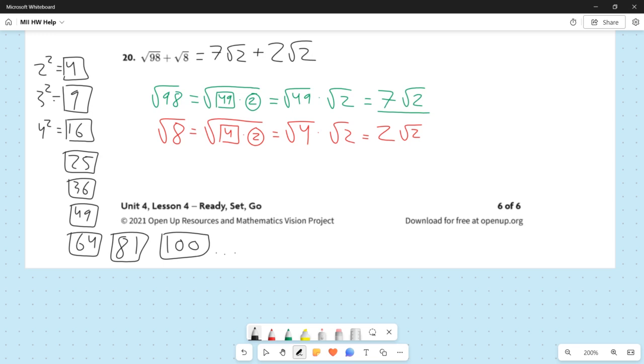Now, notice that we have an identical square root in both terms. It's root 2 and root 2. And again, if you think about what this would look like, if you had 7x and you added 2x, well, you'd get 9x, right? That's easy. If you take a look at what we have here, we have 7 root 2 plus 2 root 2. It's the same thing as with an x. So 7 plus 2 is 9. And what do you have 9 of? Well, they're root 2. So you have 9 root 2. And that is our final answer.